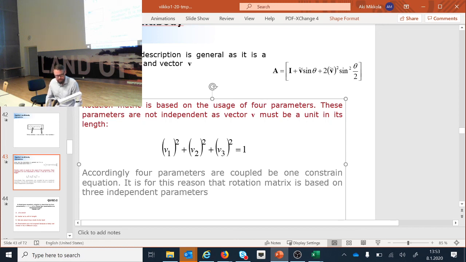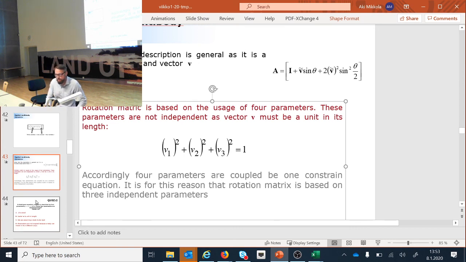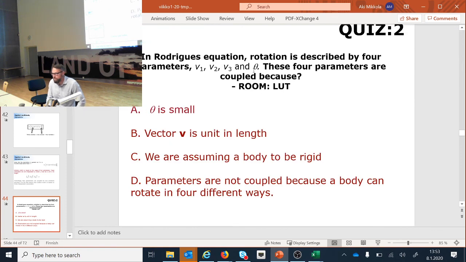And then next Monday, we're going to move on to flexible multibody dynamics. Before you leave, this is what I'm planning to ask. In Rodrigues equation, rotation is described by 4 parameters. A: These 4 parameters are coupled because theta is small, vector v is unit in length. B: We are assuming the body to be rigid. C: Parameters are not coupled because a body can rotate in 4 different ways. What is correct? B is correct.